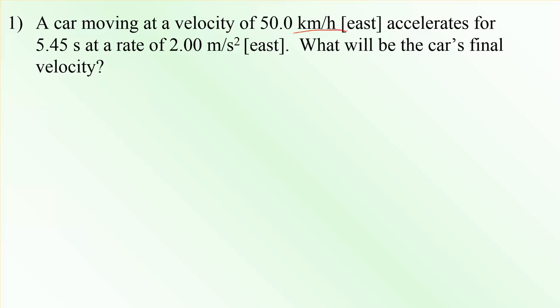First thing I do is just write down 50.0 kilometers an hour. Now I want to get this into meters per second. First thing I want to do is get rid of the hours in the bottom. So I need to multiply it by something to get that out of there. I have hours in the bottom on this side, so I'm going to put hours in the top on this side.